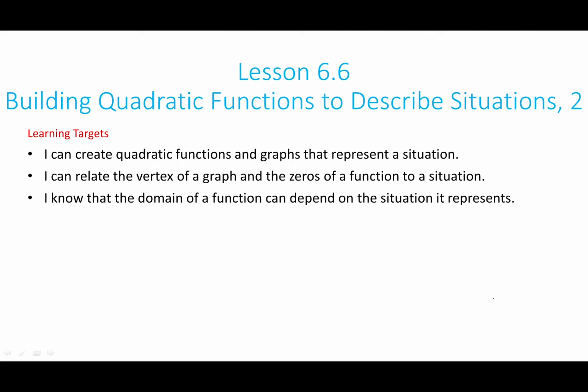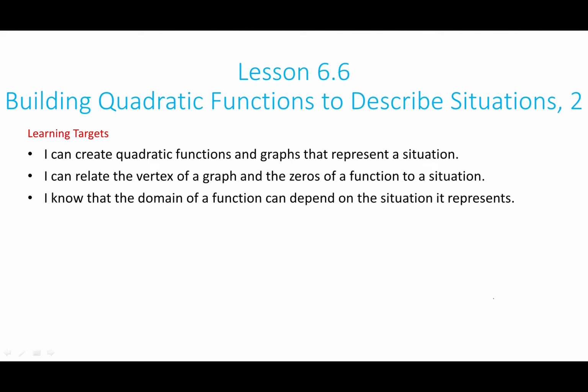This is Tuesday, lesson 6.6, Building Quadratic Functions to Describe Situations, Part 2. So yesterday you were working with quadratic functions that described a situation where something was falling. Today we're going to look at something where it's both rising and then falling once again, as you had seen last week, the shape of quadratics tends to do.